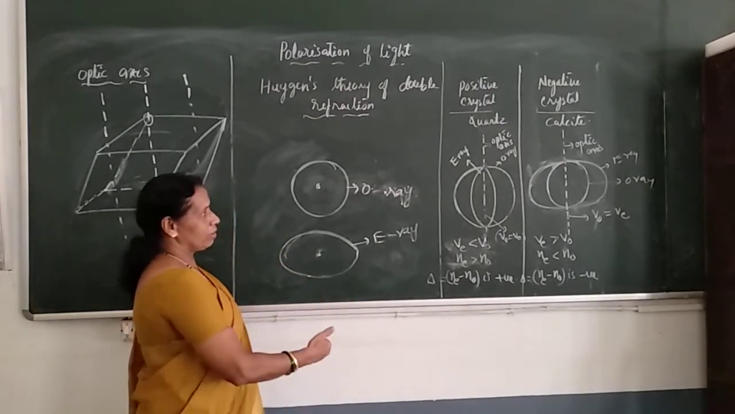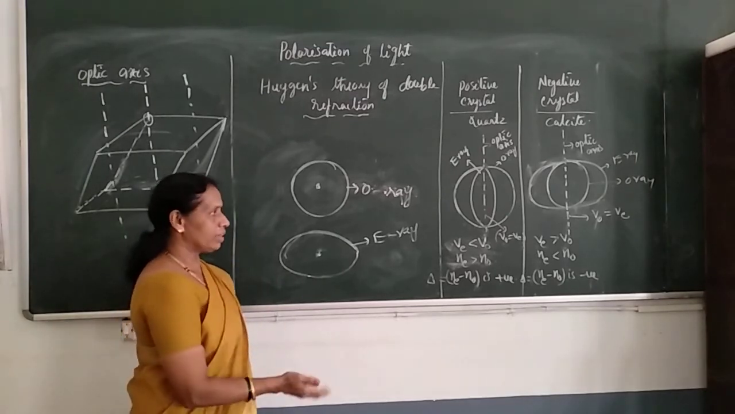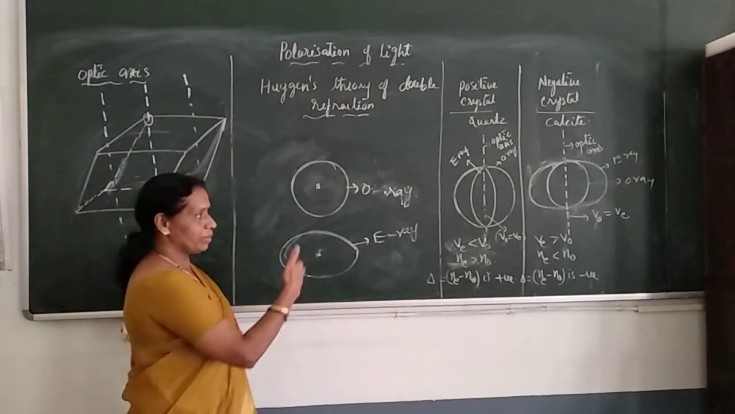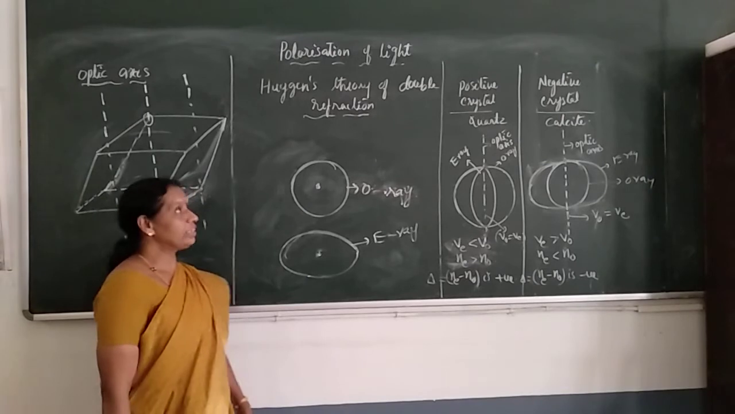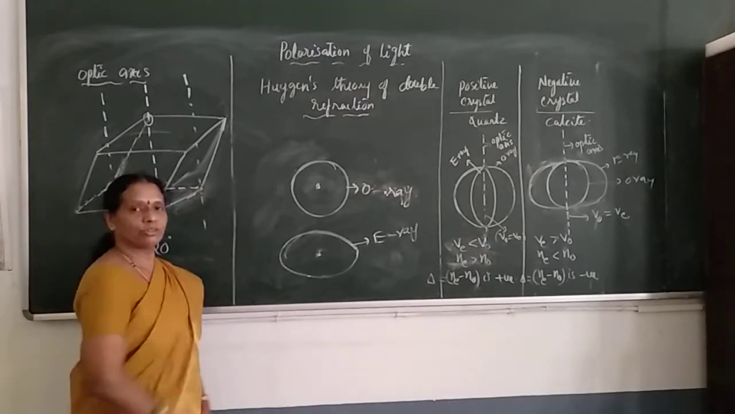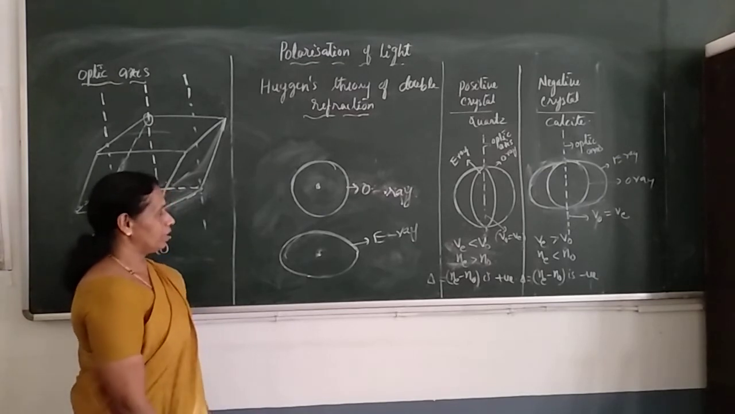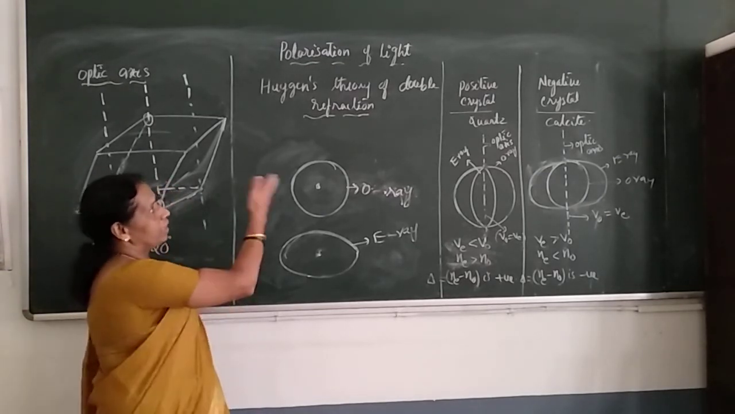And this is how Huygens' theory explains double refraction, why it occurs, and what about the wavefronts of the E ray and O ray, depending on the classification. All these explanations are given by Huygens using his wave theory and using the idea of wavefront. And this is about the optic axis and Huygens theory.